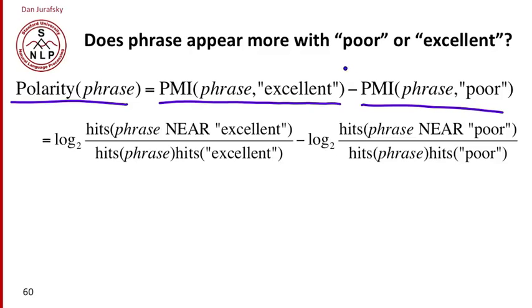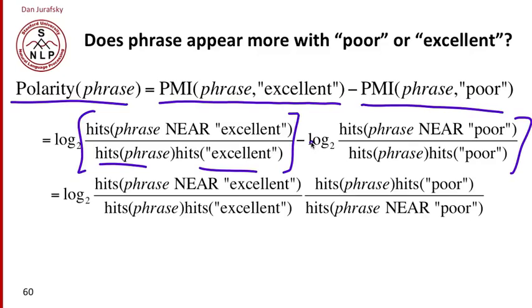And just doing a little algebra. Here's the definition of pointwise mutual information of a phrase with excellent: how often it occurs near the word excellent, divided by the individual number of hits of the phrase itself and excellent, and then subtract the same thing for poor. And of course, by the definition of logs, we can bring things inside the log and turn the minus into a divide. And then we can do some messing with terms. So we have hits of phrase here, and we have hits of phrase there.